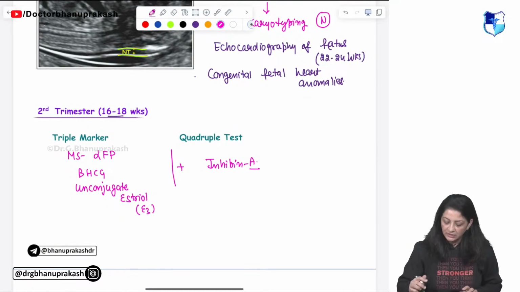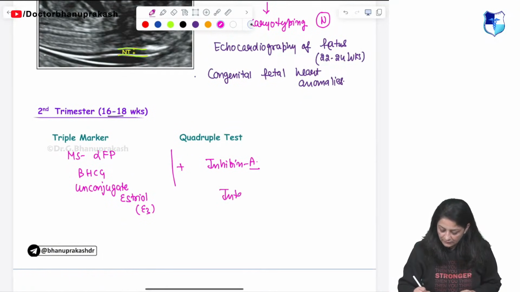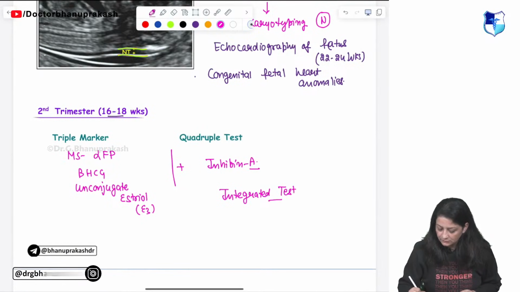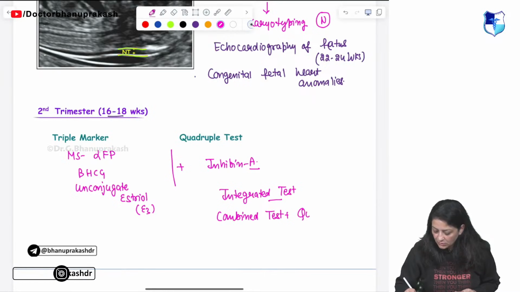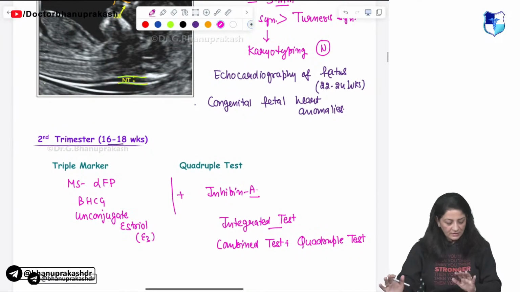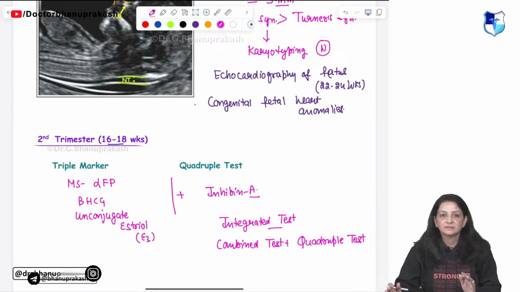So what is the integrated test? The integrated test is the combined test of the first trimester plus the quadruple test. So these are the second trimester tests.